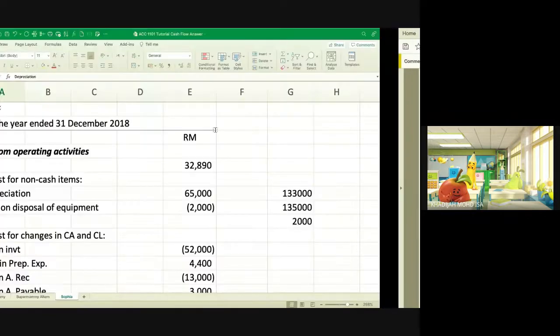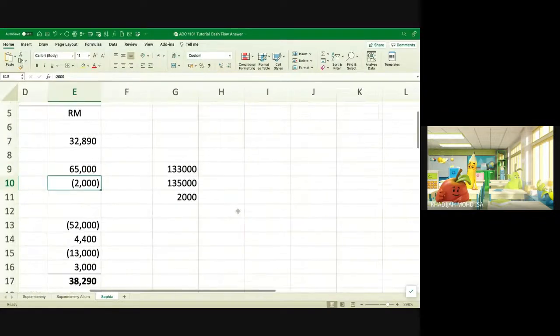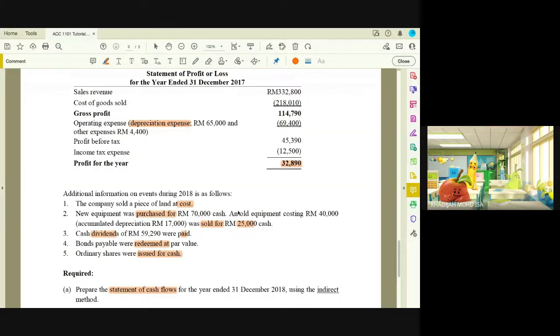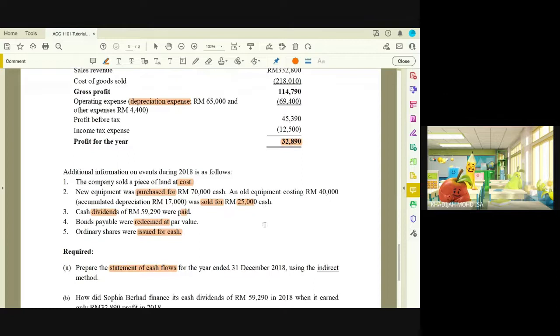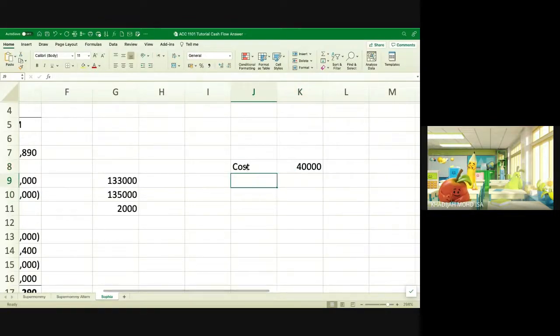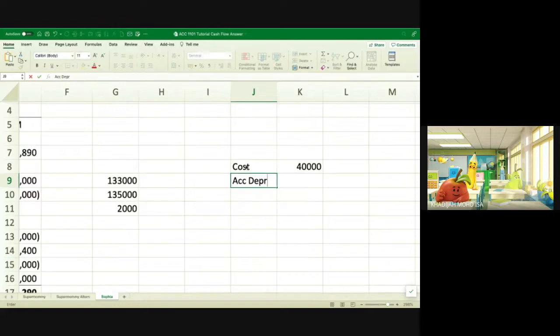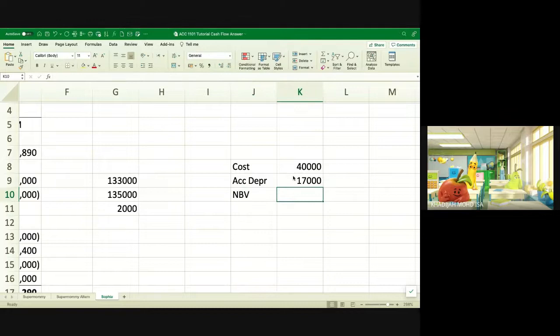And then there's a gain on disposal. So how do you actually do this gain on disposal? Look at the asset that you will dispose of. All right, so you have an old equipment that costs, right? Cost is 40,000. And then what is the accumulated depreciation of the equipment? Right, you have accumulated depreciation of 17,000. So what would be the net book value? You compare the cost and the accumulated depreciation. So 40,000 minus 17,000, your net book value is 23,000.